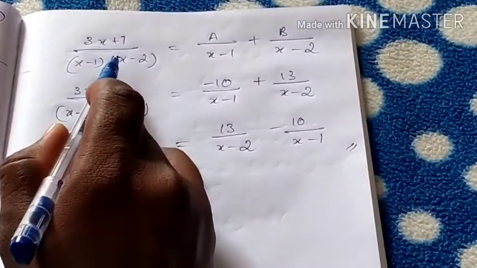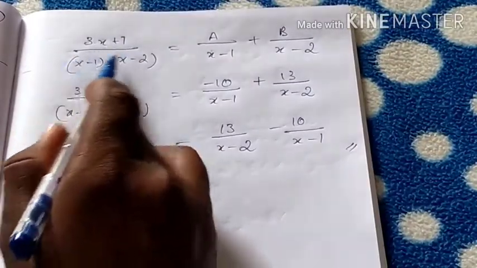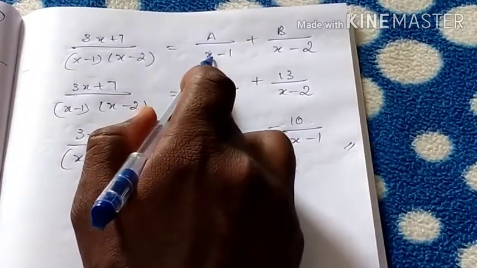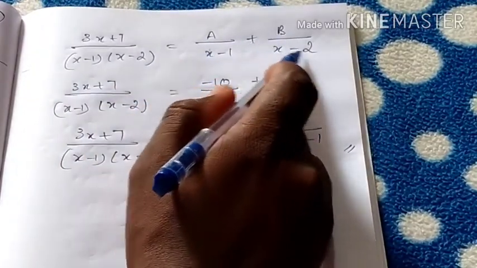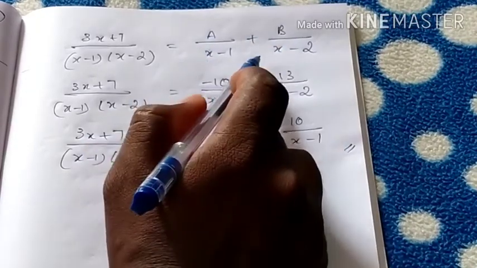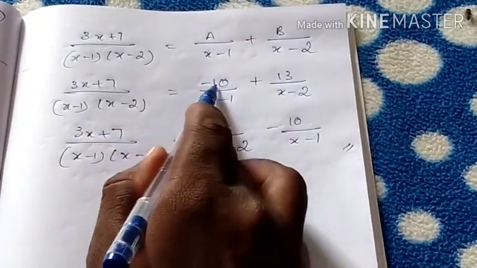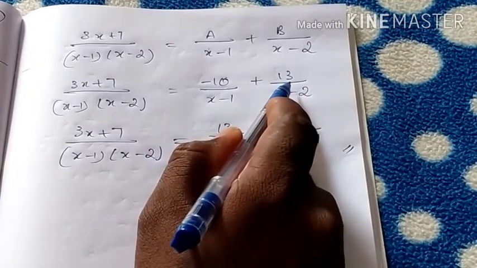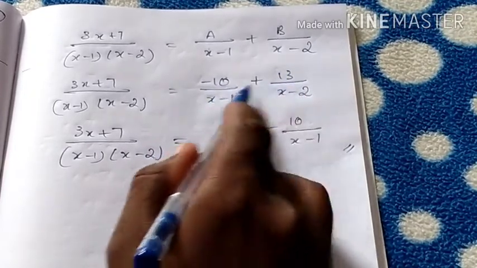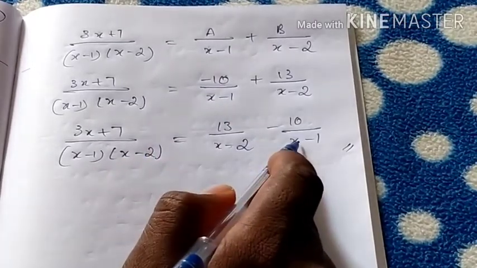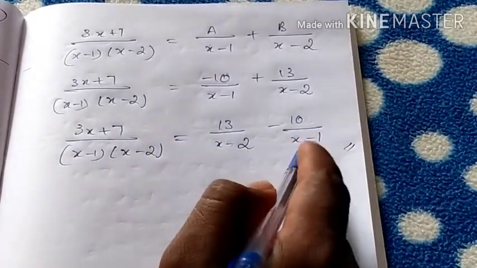This is your question: 3x plus 7 divided by x minus 1 into x minus 2 is equal to a divided by x minus 1 plus b divided by x minus 2. This is your partial fraction. Now we have the values of a and b. The value of a is minus 10, b is equal to 13. Rewrite the values. First write the positive term, then write the negative term. This is the required partial fraction.